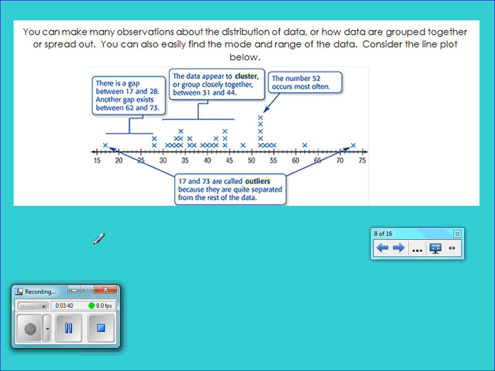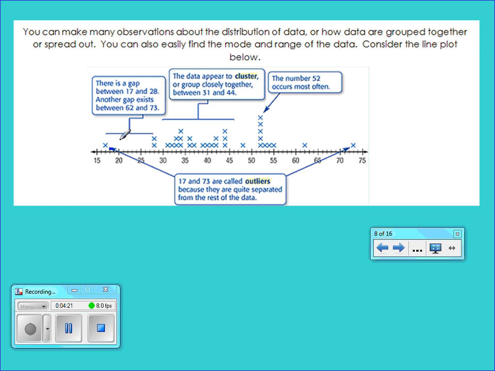Okay, so when we're looking at this, let's observe this data that's down here on this line plot. You can pick out the number that occurs most often right away, because it's really stacked up here. So the number that occurs most often is the what? What do we call it? Oh, the mode, right. So 52 is the mode here. We have a big gap between 17 and 28, and a big gap between 73 and down here at 62.